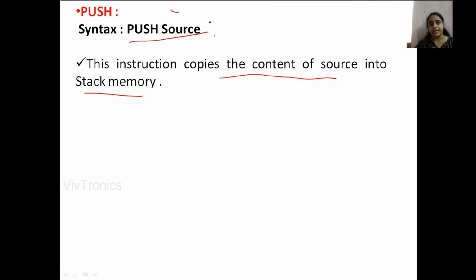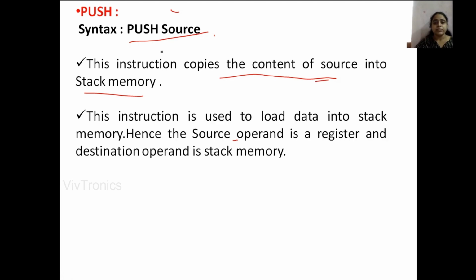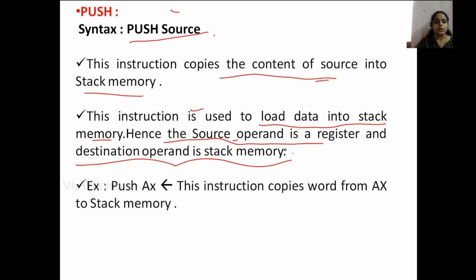That means our data is there in that particular source, whether that source may be a memory location or else a register or else any offset address. So this instruction copies the content of source into stack memory. This instruction is used to load data into stack memory. Hence, source operand is a register and destination operand is a stack memory. By default, the destination will be memory of stack.